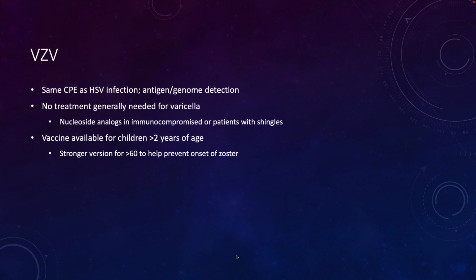There we go, over the age of 2. And there is a stronger version of the vaccine for patients who are over 60 to help prevent the onset of zoster or shingles. Again, this doesn't help patients who are younger, like my previous student who was in her late 20s and developing shingles because of lupus.